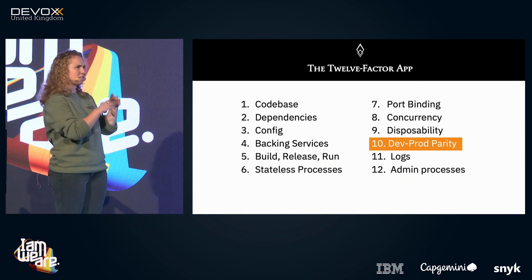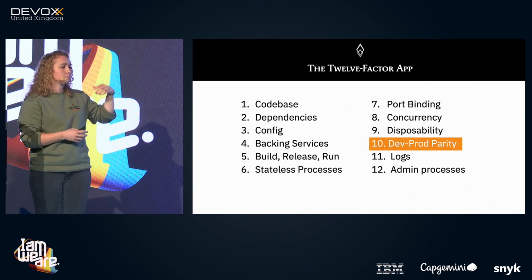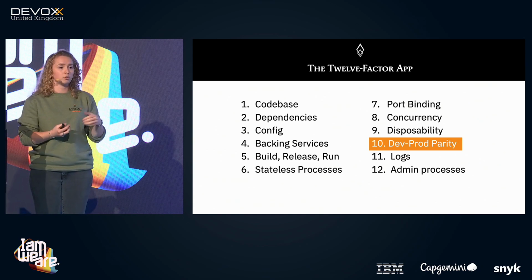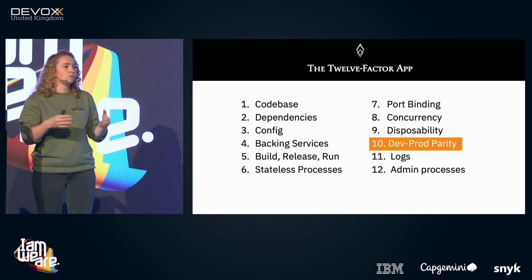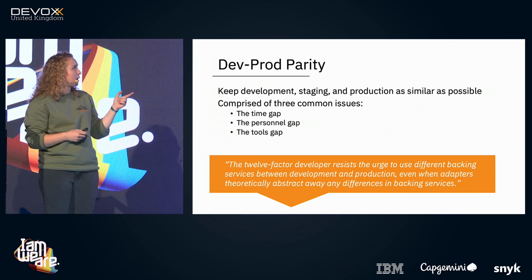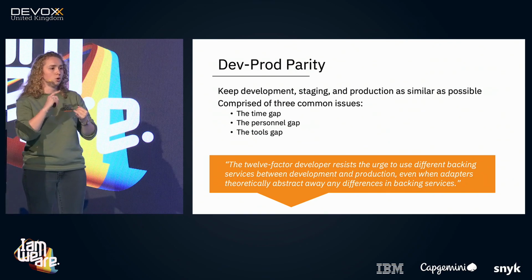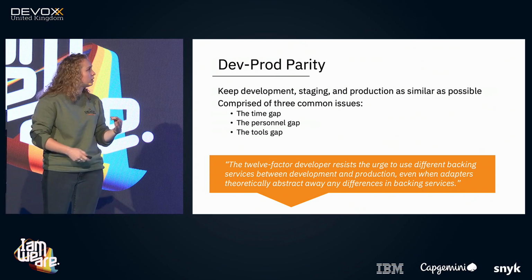Now, there's a sort of extended version of this, which is the 15-factor app methodology, and it's mentioned in that as well, but it's mentioned as environment parity. So no matter whether it's your development, your testing, your QA, your production, whatever, all of your environments should be as similar as possible. And that's what this factor is all about. It's about keeping those environments as similar when it comes to who's utilizing them, when it comes to what tools you're using, what stack you're using.